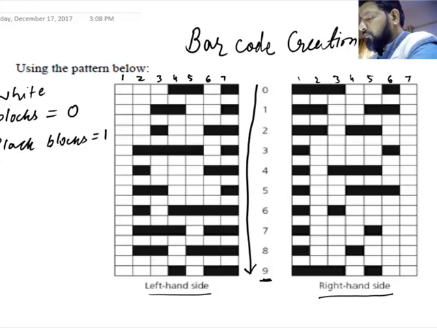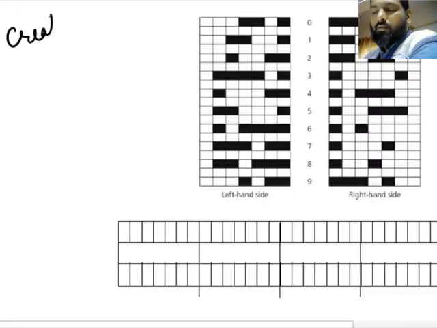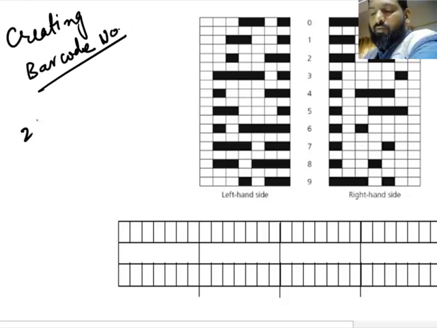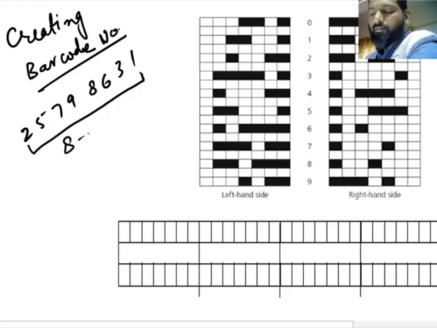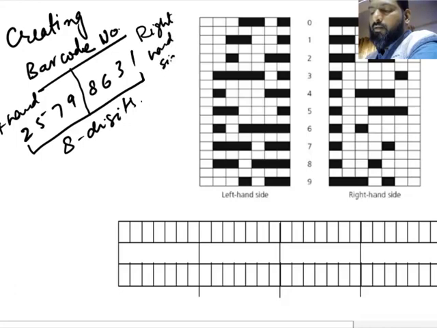So let's suppose we are creating a barcode number. I have this number, 2579861, 1 2 3 4 5 6 7 8. I have written an 8 digit number, which you have to solve separately in two forms. The first one is the left hand side and the second one is the right hand side.